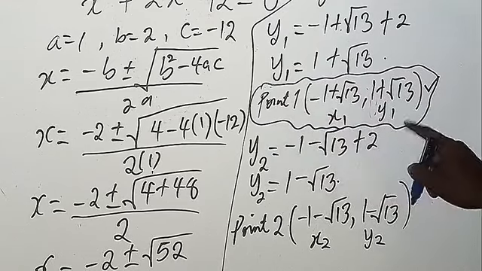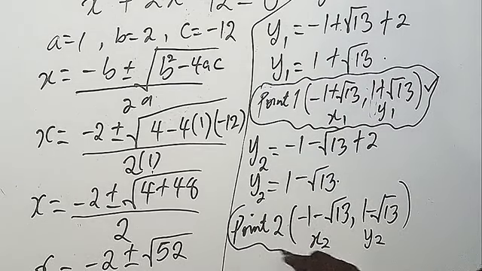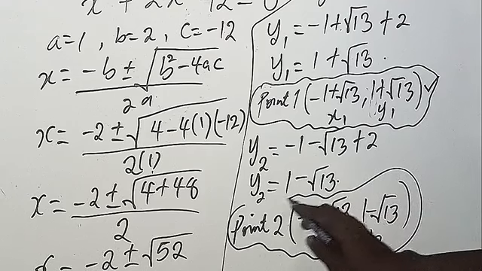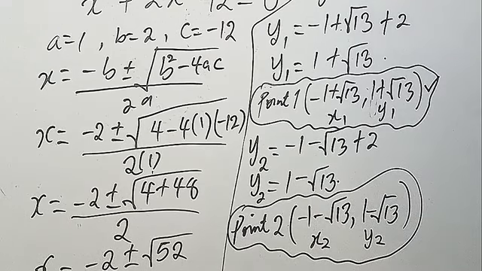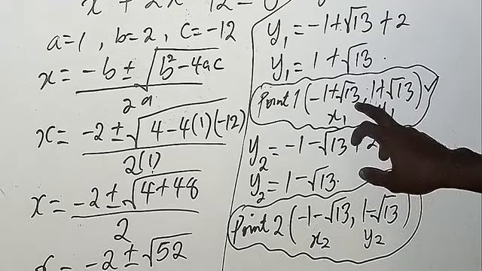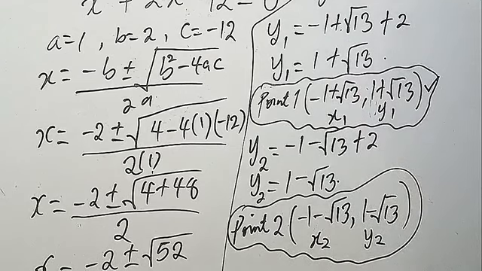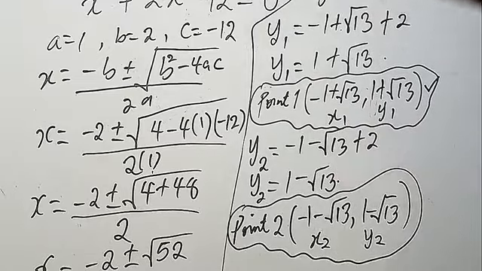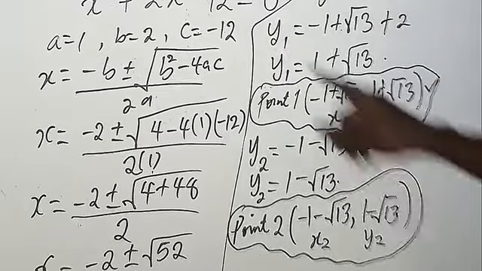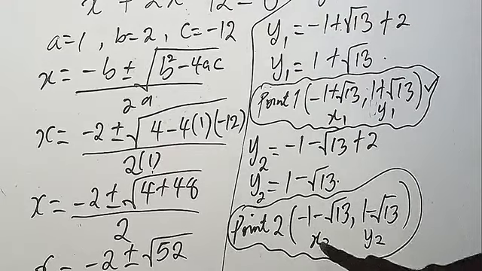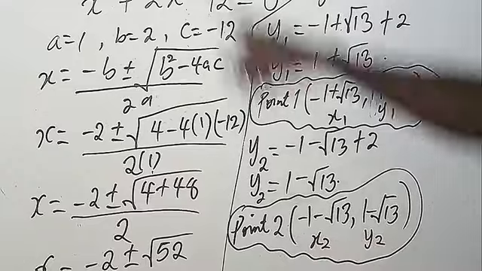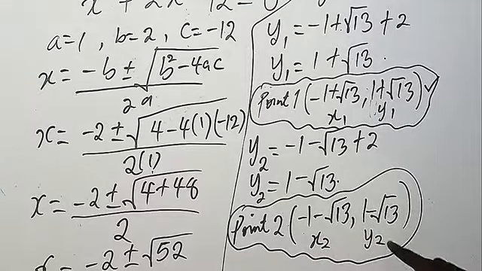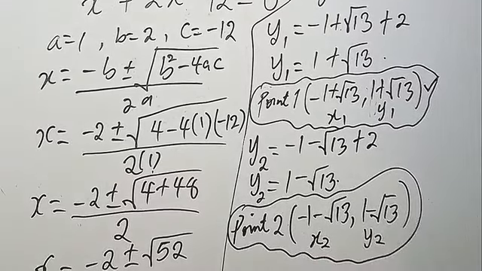So x1 comma y1, then the second point, x2 comma y2. If you pick the first one, you use it as the value of x here and y here. If you pick the second one, you pick x2 to be the x here and y2 to be the y here, and that is that.